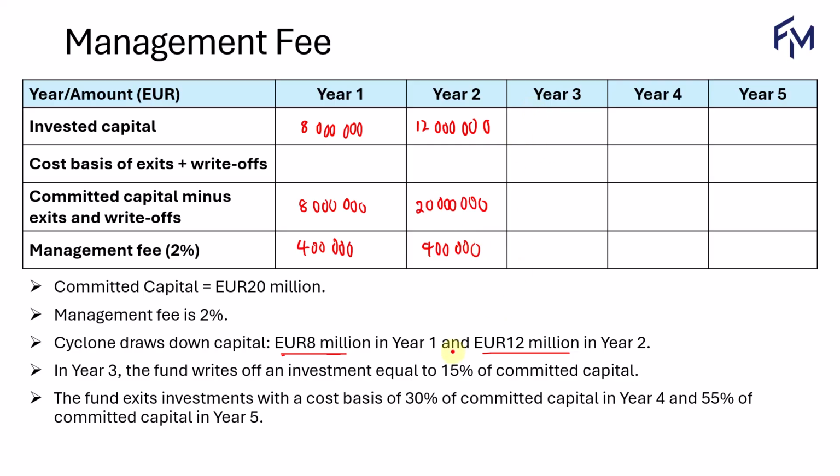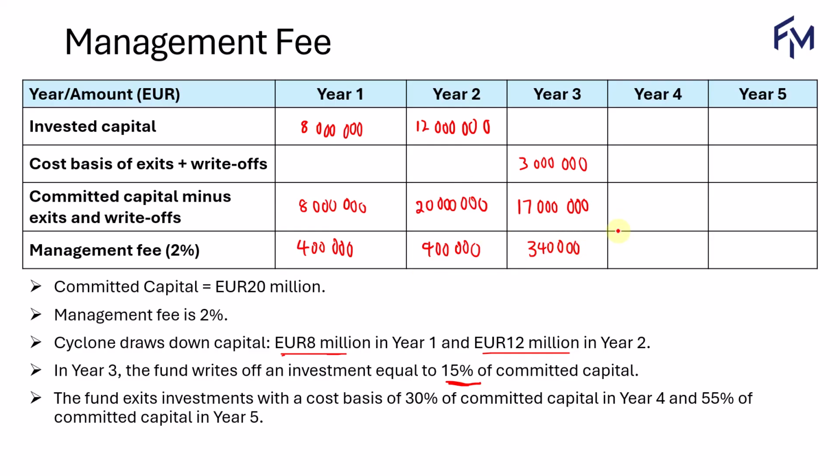So starting from year 3, there would be a write-off that is equal to 15% of committed capital. So 15% of 20 million would be 3 million. So we'll write 3 million here. That would be the write-off. And 3 million would be subtracted from 20 million. So that leaves us with 17 million of capital. And then we'll take 17 million times 2%.